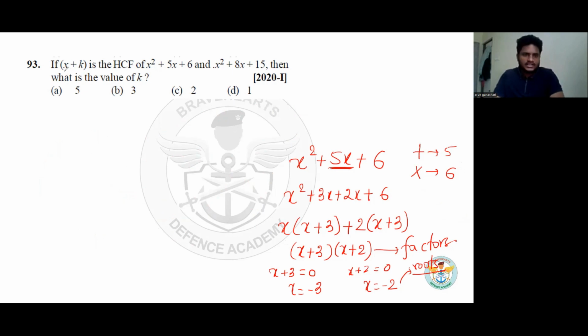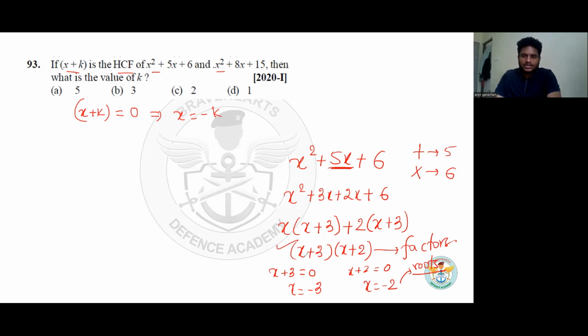Yes. Now with this basic, try to solve this. Now what they are telling you: x plus k is the HCF of x square plus 5x plus 6 and x square plus 8x plus 15. Then what is the value of k? Understanding? If x plus k is the HCF. HCF itself means highest common factor. So HCF is also a factor. If HCF is a factor, then x plus k is equal to 0, or x equals minus k. Getting this?